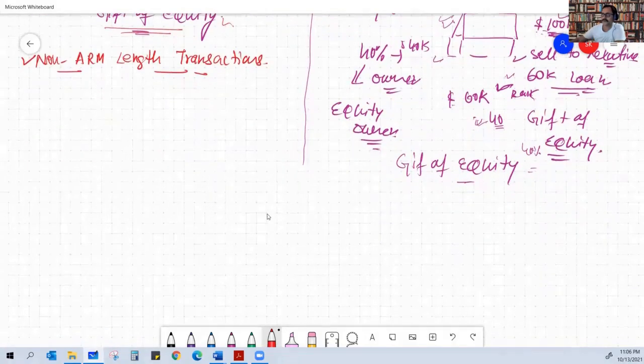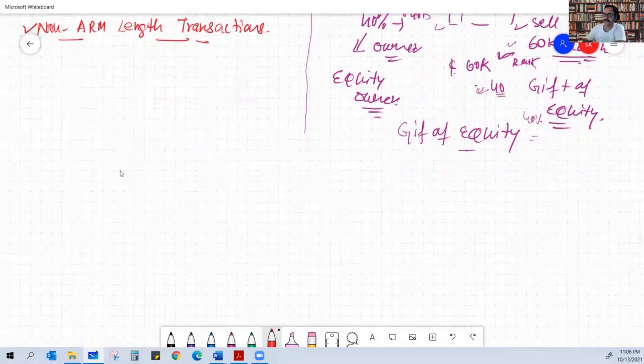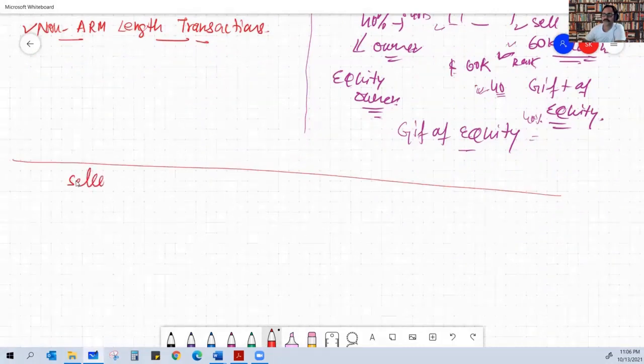Very good. Okay, now next we are going to start with seller contribution. It's a very important and interesting topic, right? Seller contribution. But before that, let's take a small break, and after that we'll continue with the seller contribution.